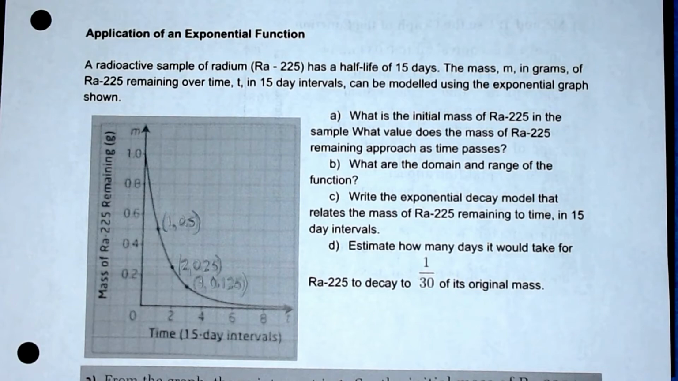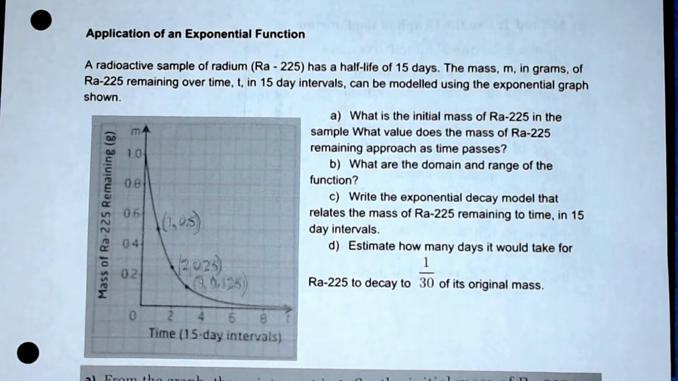Here's our example. A radioactive sample of radium, Ra-225, has a half-life of 15 days. So what that means is every 15 days, it will be half the mass that it was before. The mass m in grams of the Ra remaining over time, t, in 15-day intervals, can be shown by this exponential graph. So there's some questions on the right there.